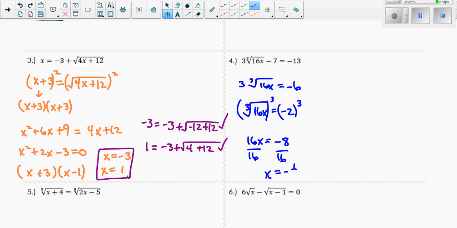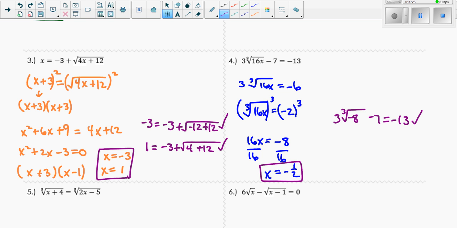x equals -1/2. Be careful, guys, that you actually write out that you're dividing by 16. It's very common to see those two numbers and say -2 because we divide in the wrong order. Okay, oops, sorry, I don't want to assume that this answer is right. I'm going to check my answer. 3 cube root of 16 times -1/2 is -8. Minus 7, and I want to know if that equals -13. So the cube root of -8 is -2, times 3 is -6, and -6 minus 7 is -13. So this is a solution.